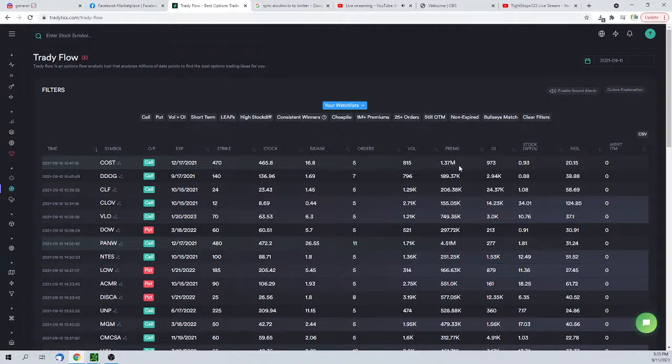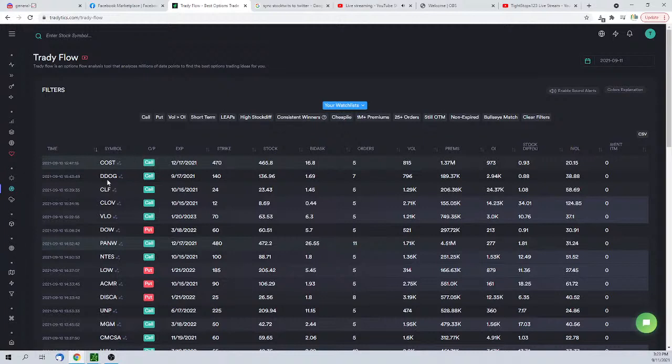1.37 million in premium is a pretty good sign. What TradyFlow is going to be putting in the Discord is, when these pop in, you want to take a look at your charts and do your own due diligence and see if these callouts make sense.